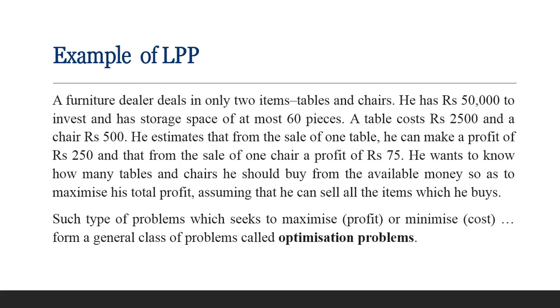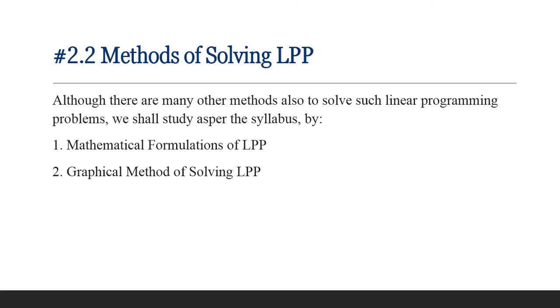Such types of problems, which seek to maximize profit or minimize cost, form a general class of problems called optimization problems. So when you are in a situation to maximize things like profit and minimize things like cost, expenditure or even space, they form a general class of problems called optimization problems. Now we'll apply this to the problem and try to solve it.